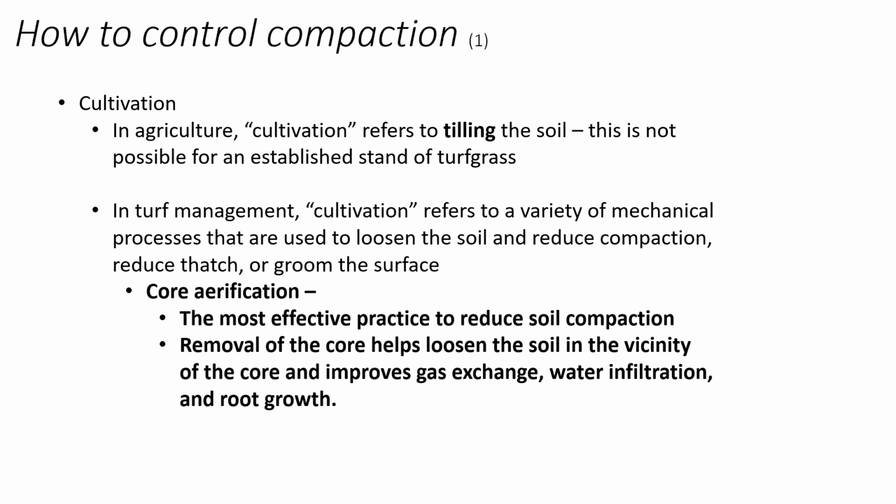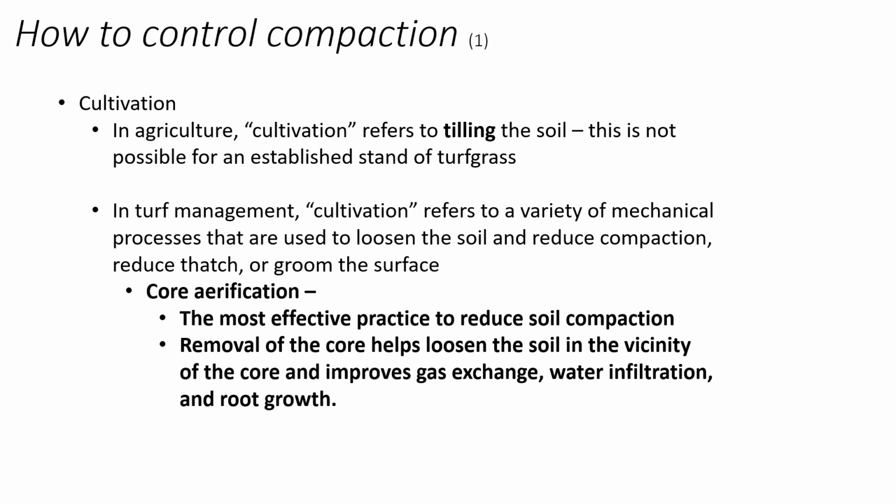In agriculture, cultivation refers to tilling the soil. This is not possible for an established stand of turfgrass. In turf management, cultivation refers to a variety of mechanical processes that are used to loosen the soil and reduce compaction, reduce thatch, or groom the surface. Core aerification is the most effective practice to reduce soil compaction.